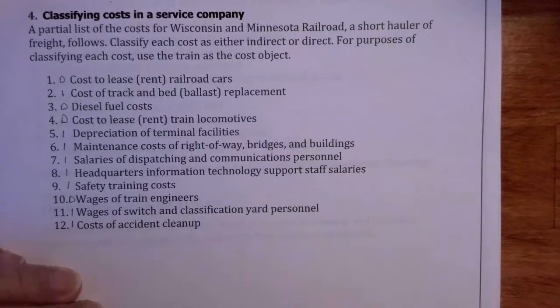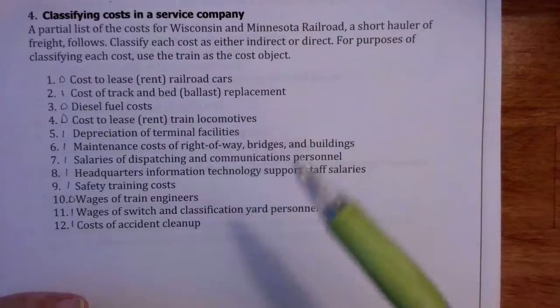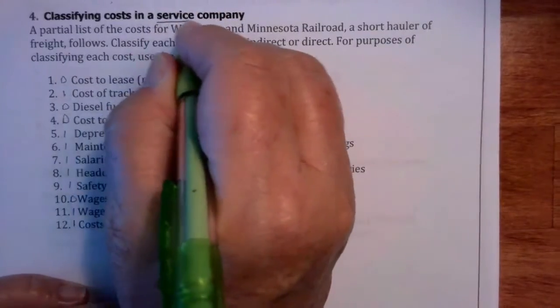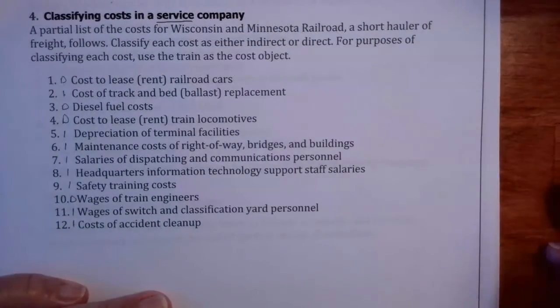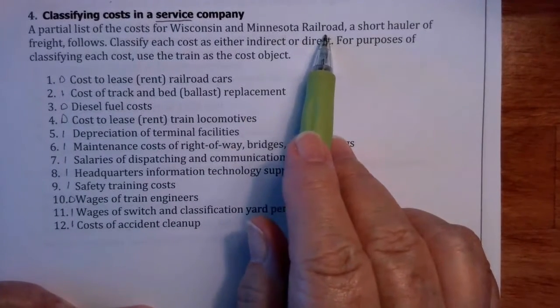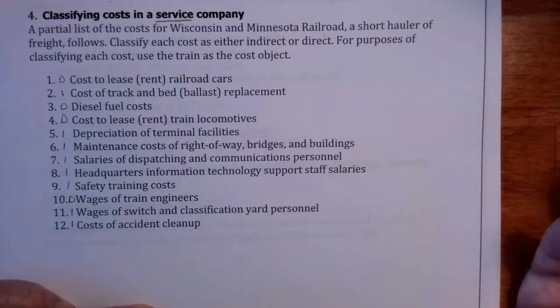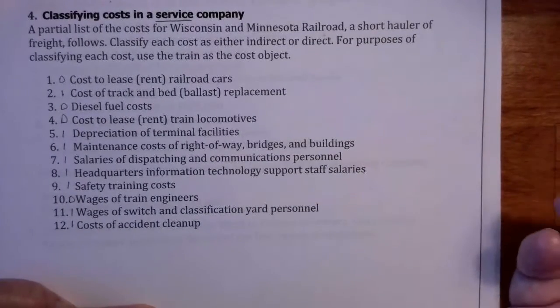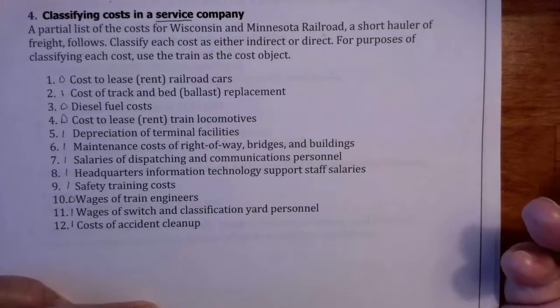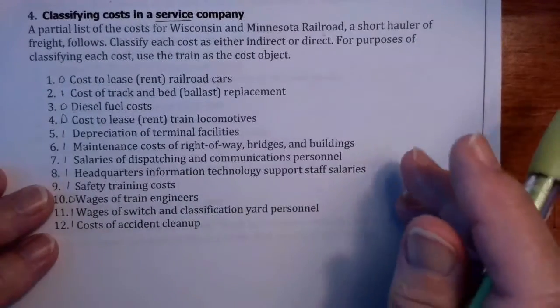Okay, this is problem 4, and it's classifying costs in a service company. And sometimes I have a hard time figuring out what a service company is. And these are the costs for the Wisconsin and Minnesota Railroad. Now, I wouldn't have thought of a railroad as a service company, but they don't produce a product, right? They provide a service of shipping freight. So they're a short hauler of freight. That's what they are. So I guess that means short trips.